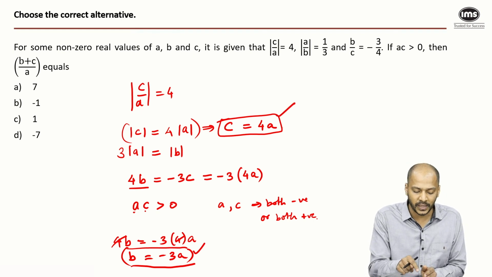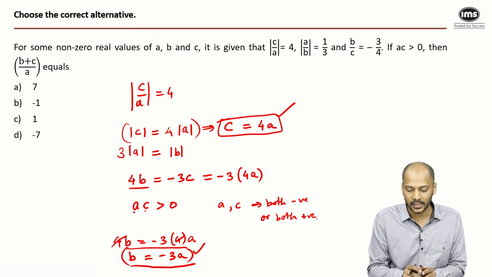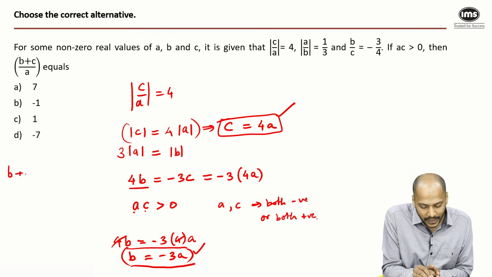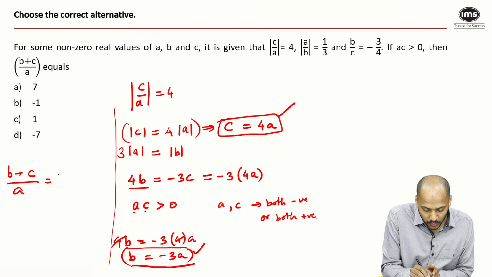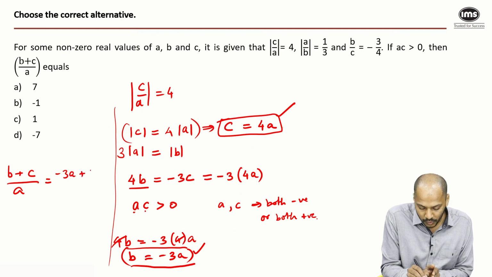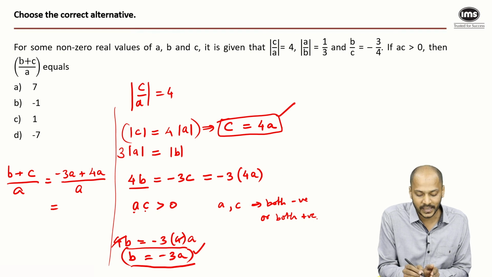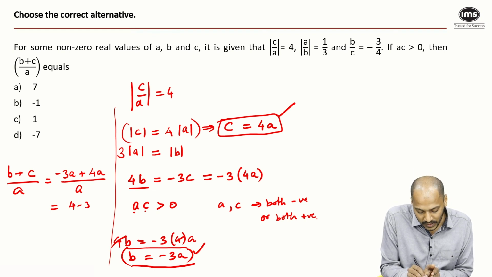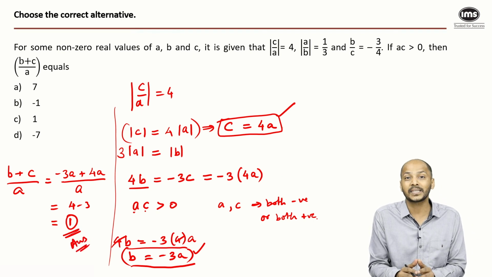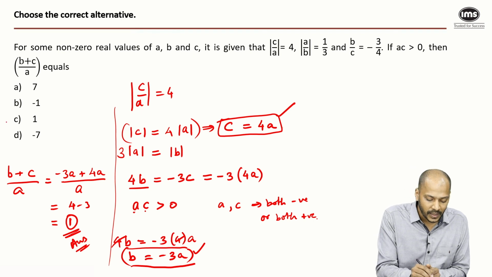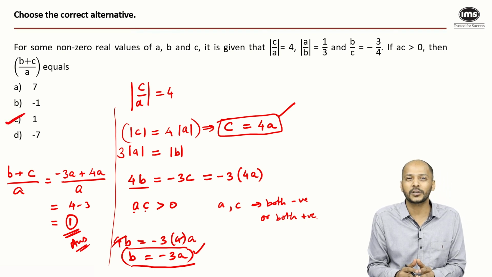If I substitute the values of b and c in the question that was asked, find the value of b plus c upon a, that would simply become, in place of b I put minus 3a, in place of c I put 4a, the whole divided by a. So all the a from each term gets cancelled out and the numerator becomes 4 minus 3, that is nothing but 1. Therefore the answer to this question would simply be equal to 1, that is given in option C. Hence the answer to this question is option C.